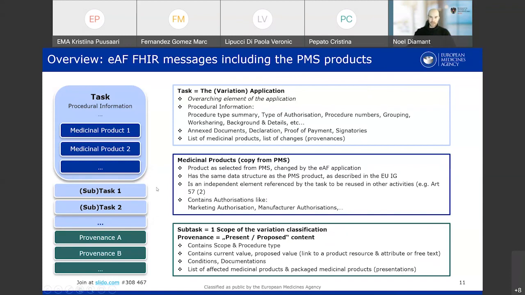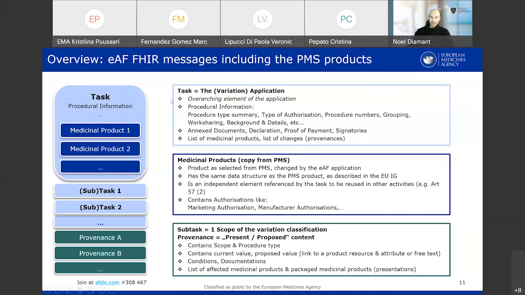So in variation, there is the specific entry where we're going to use subtask and provenances to depict changes. We're going to use the task to create procedural information, and the medicinal product is the one that is from PMS. Now, this is just the overview. I will go into detail of each of these bits.